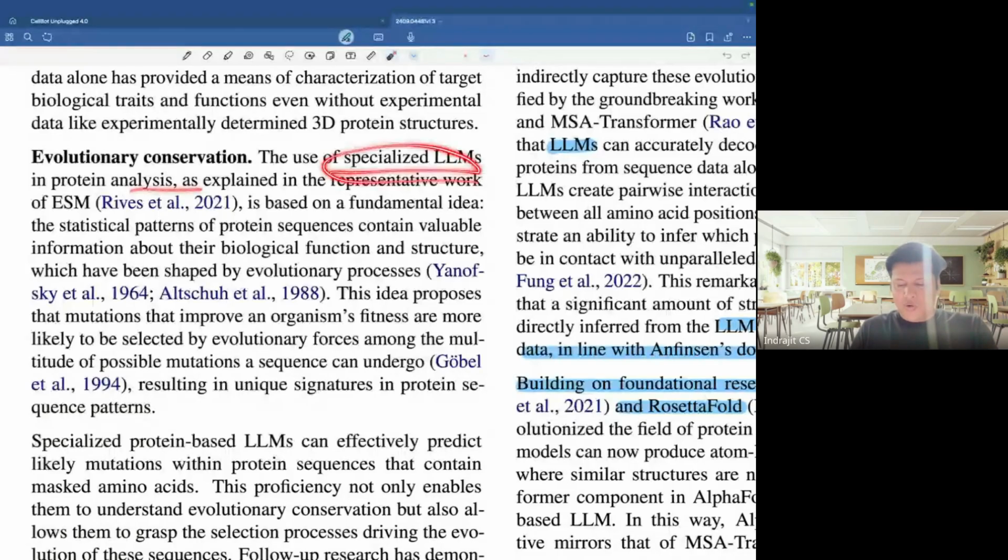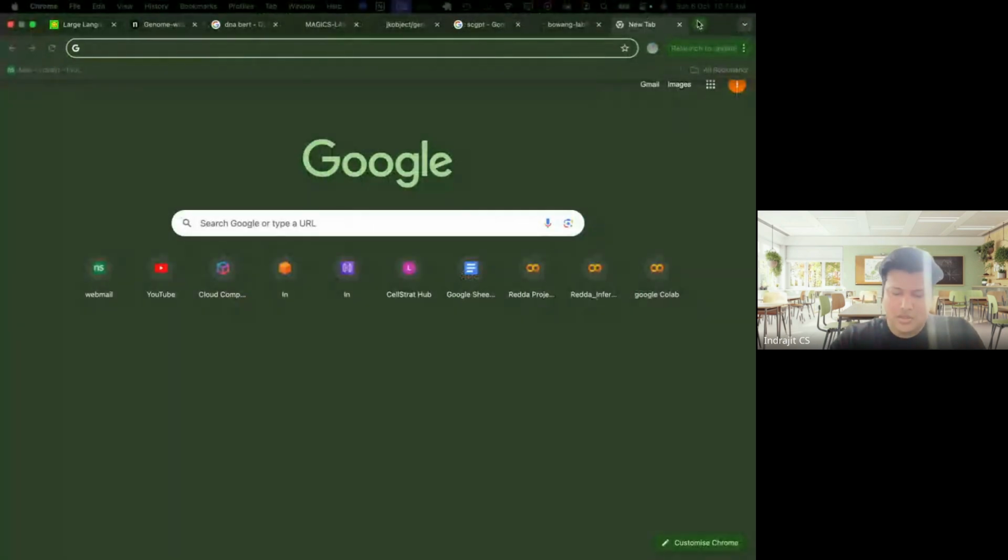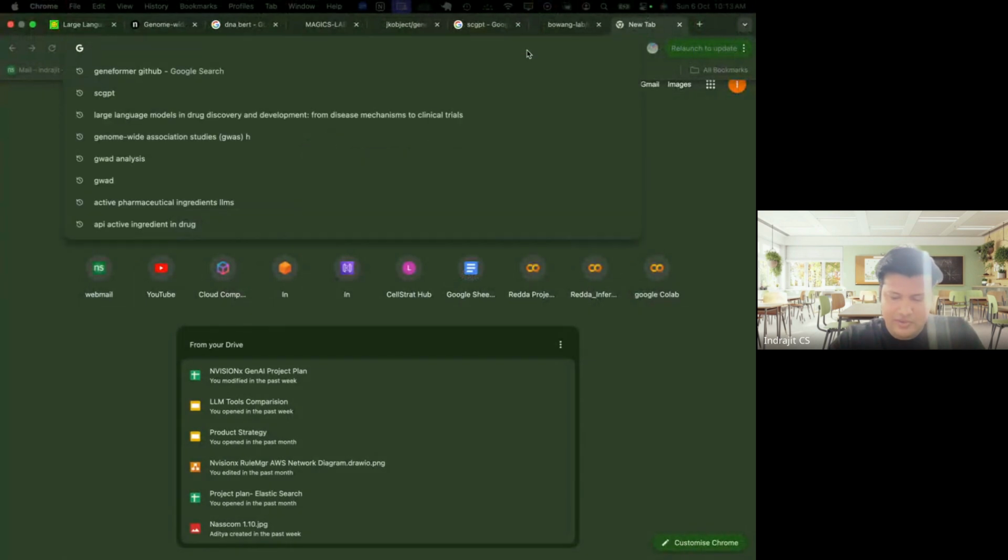Do you remember what we mean by specialized LLMs? You need a domain-specific model that is trained on, let's say, nucleotides or genes or proteins, which very broadly are referred to as specialized LLMs in protein analysis, as explained in representative work like ESM. The ESM transformer is one of the famous models, again available on Hugging Face.